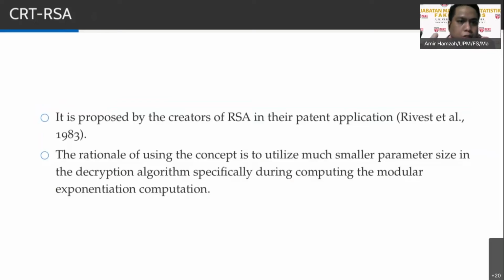As you know, CRT-RSA, or Chinese remainder theorem RSA, is one of the variants of the standard RSA cryptosystem, proposed by the creators of RSA in their patent application. The rationale of using CRT-RSA is to utilize much smaller parameter sizes in the algorithm, which we will see later.